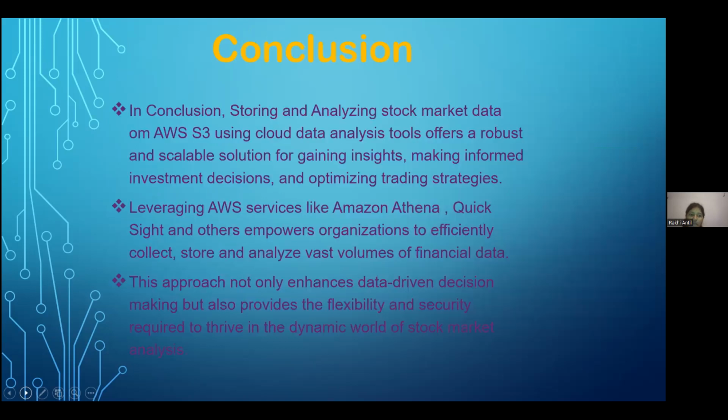Next is conclusion. In conclusion, storing and analyzing stock market data on AWS S3 and using cloud data analysis tools offer both a robust and scalable solution for gaining insights, making informed investment decisions, and optimizing trading strategies. Leveraging AWS services like Amazon Athena, QuickSight, and others empowers organizations to efficiently collect, store, and analyze vast volumes of financial data. This approach not only enhances data-driven decision making, but also provides the flexibility and security required to thrive in the dynamic world of stock market analysis.